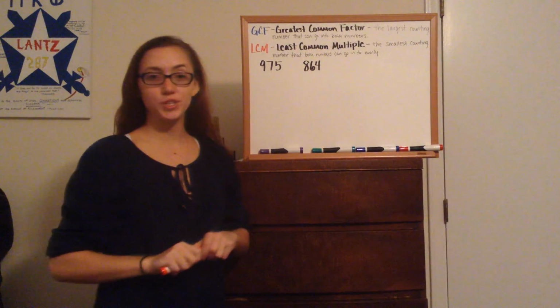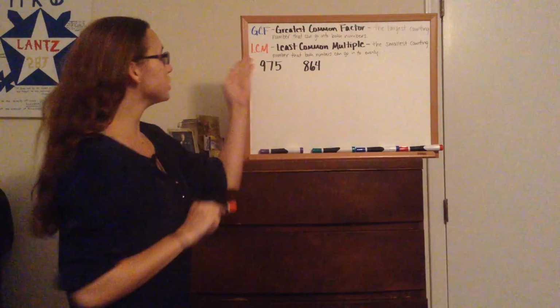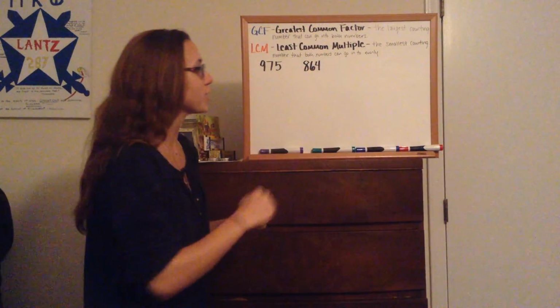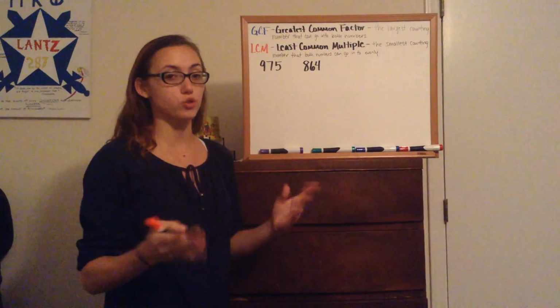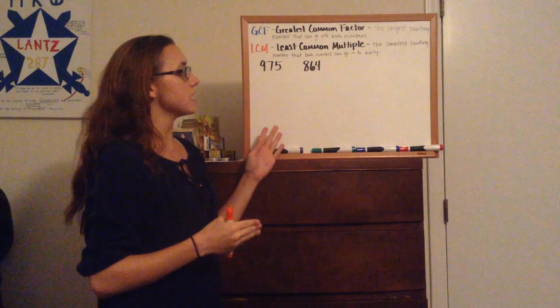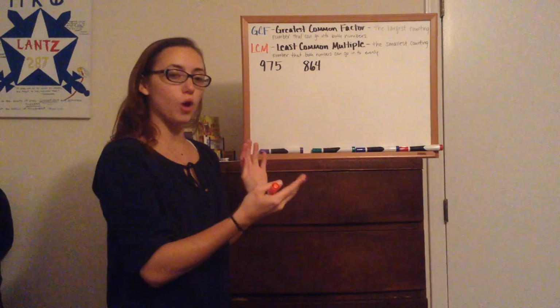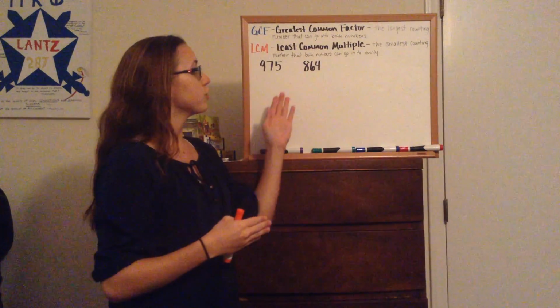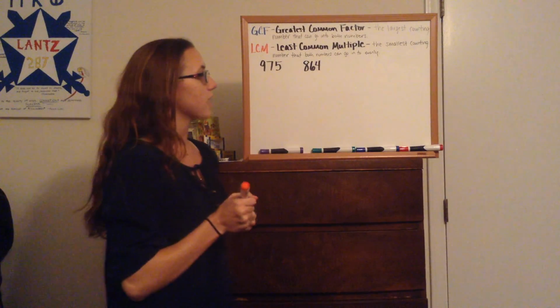So today we are going to learn how to determine the greatest common factor and least common multiple. The GCF, or the greatest common factor, is the largest counting number that can go into both numbers or multiple numbers. And the least common multiple, or the LCM, is the smallest counting number that both, or 3 or 4 or so on, of your numbers can go into evenly. So we're going to start with the greatest common factor.